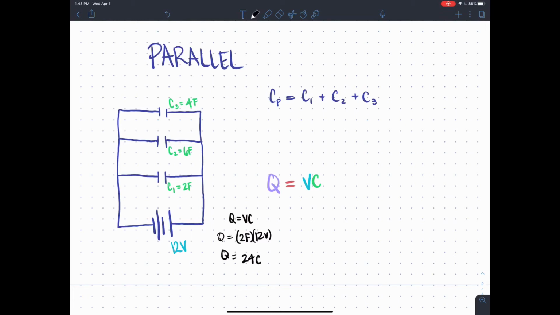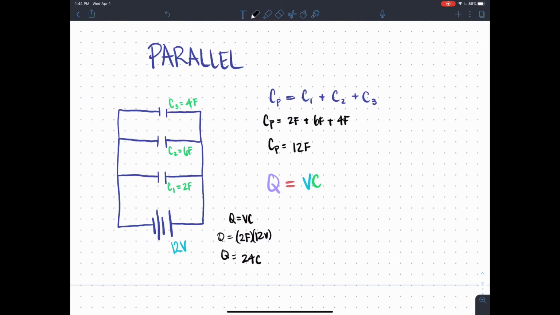And so to do this, we use this equation: the total capacitance is equal to the first capacitor plus the second plus the third plus the fourth, and so on, just like before. So the total capacitance is equal to the first one, 2 farads, plus the second one, 6 farads, plus the third one, 4 farads. And the total capacitance is 12 farads.